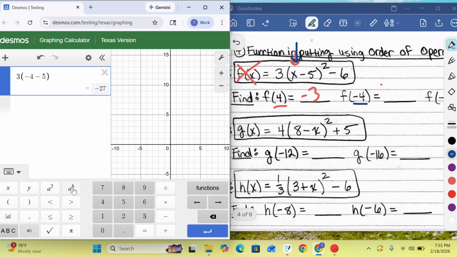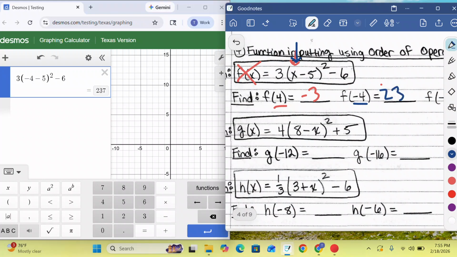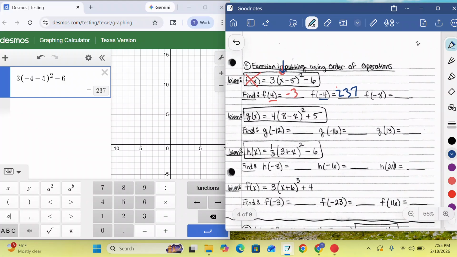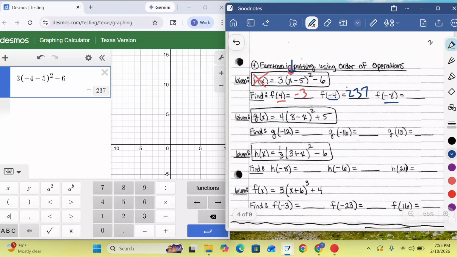Then I'm going to do the square. I'm going to do ab to the second power. And since I did the ab to the second power, one of the things you have to know is you have to bring it back down to the ground. So I'm going to have to do the space. Anytime I do ab, I have to bring it down. And then I do minus 6. So the answer is 237.